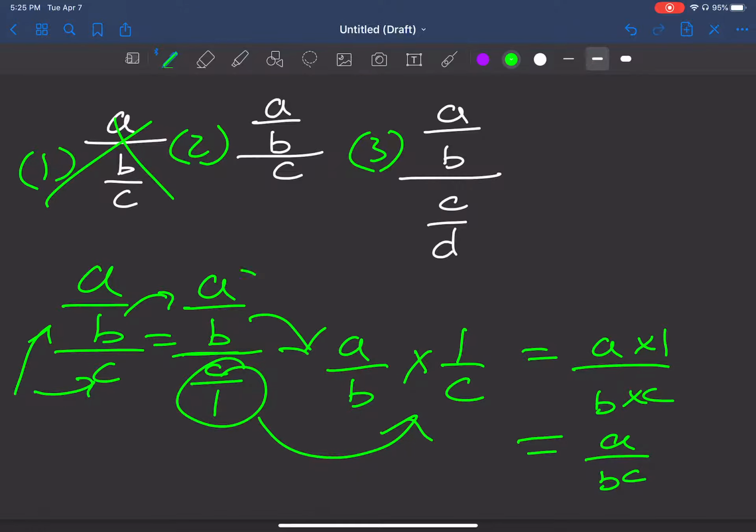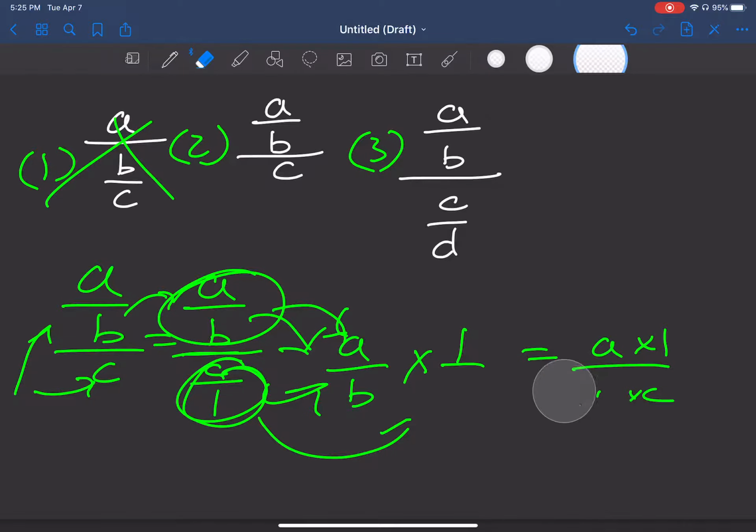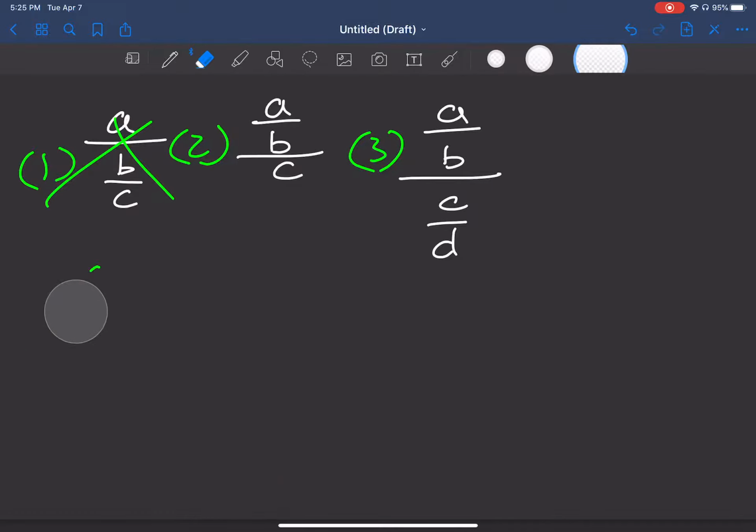So again, you're keeping the top the same, you're bringing it down, you always just flip the bottom, and then you multiply. So you're always flipping the bottom. The top, you just keep. You don't care about doing anything to the top. You just keep it the same.